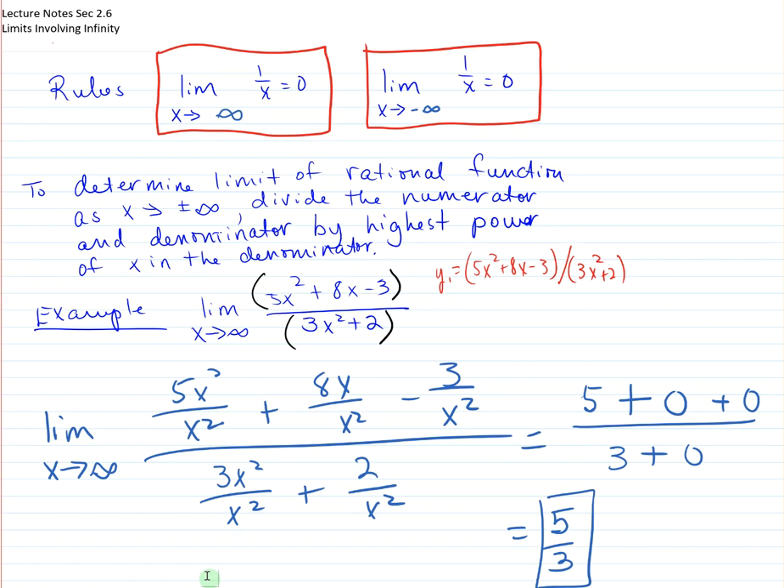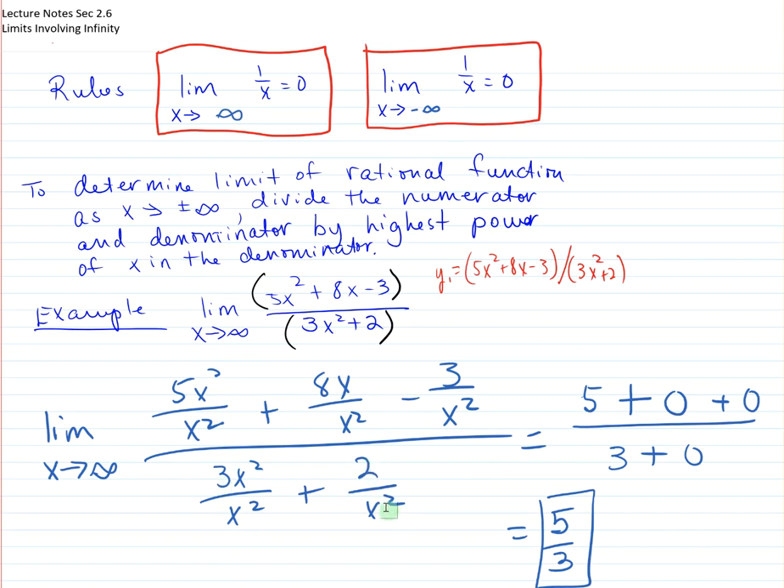So in other words, in this example, limit as x approaches infinity of 5x squared plus 8x minus 3 over 3x squared plus 2. Well, the highest power of x in the denominator is x squared. And so we're going to divide every piece by x squared. Every piece got divided by x squared. This one simplifies to 5. This one is 8 over x. This one is minus 3 over x squared. Those go away, so you have a 3. That's 2 over x squared.